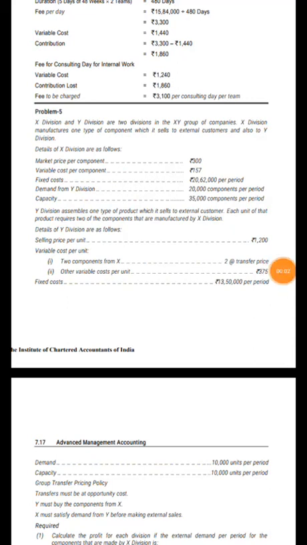Question number 5. X division and Y division are two divisions in the XY group of companies. X division manufactures one type of component which it sells to external customers and also to Y division.